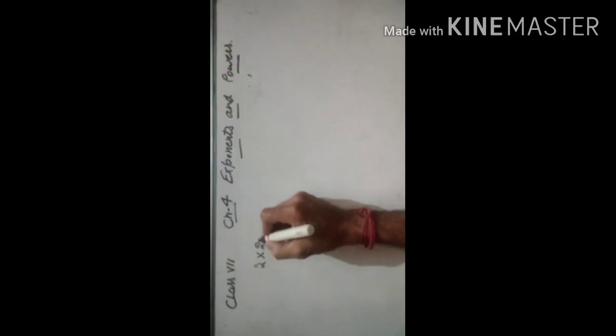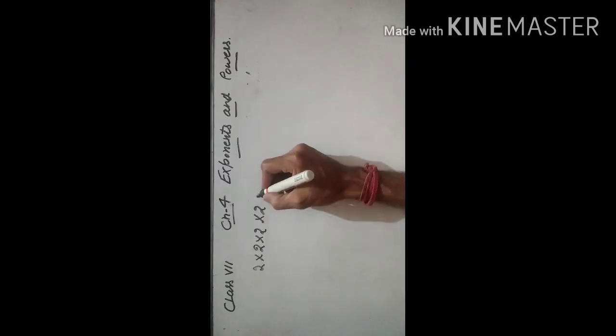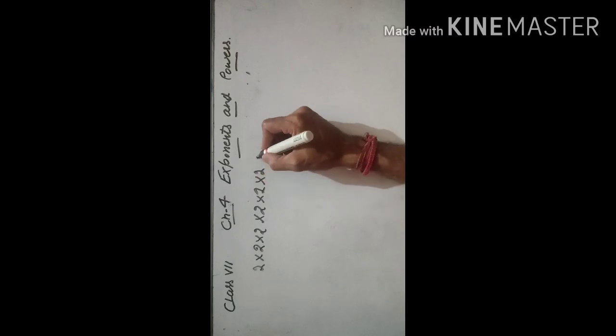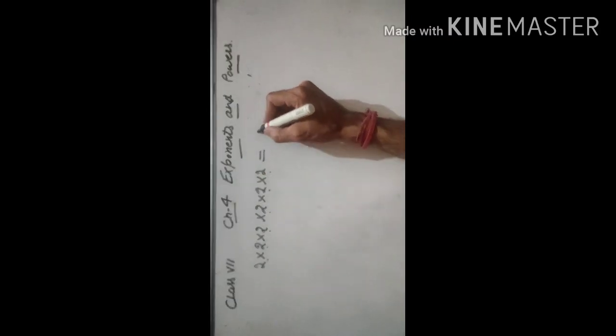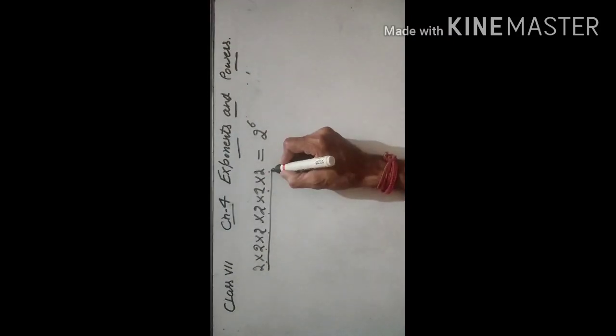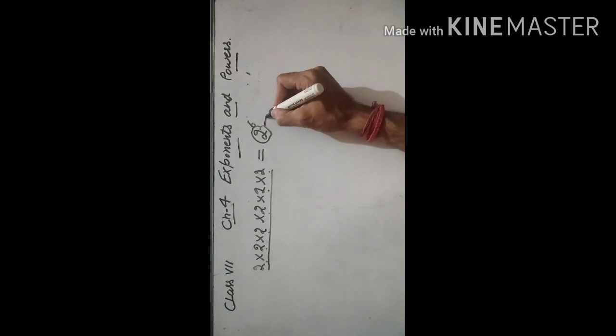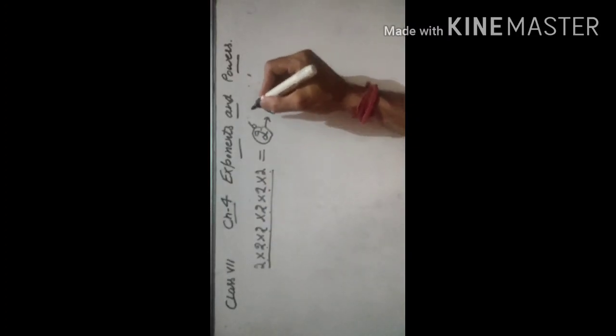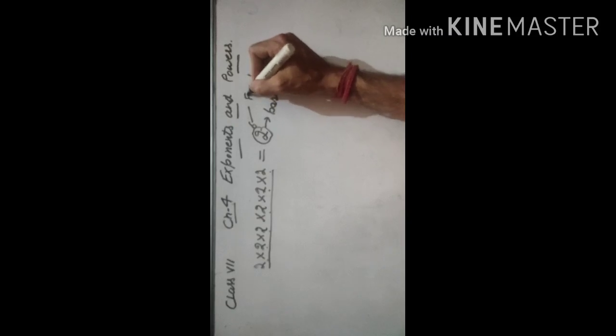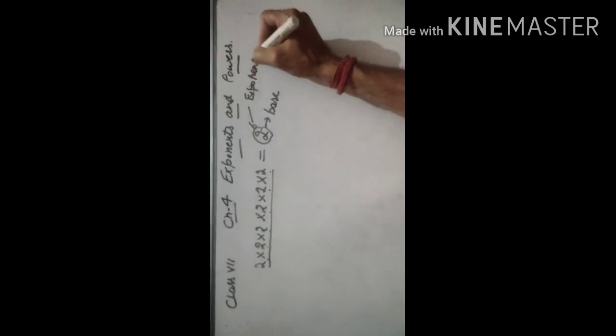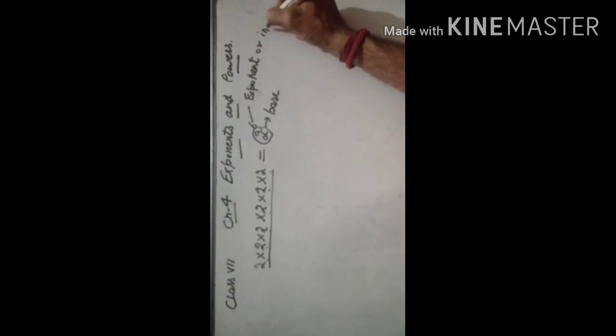Good morning, students. Today's topic is chapter 4, Exponents and Powers. Now, if I write 2 × 2 × 2 × 2 × 2 × 2, that means 1, 2, 3, 4, 5, 6, 2 to the power 6. Now, this 2 is repeatedly multiplied, so this 2 is called the base and this 6 is called the exponent, or index, or power also.